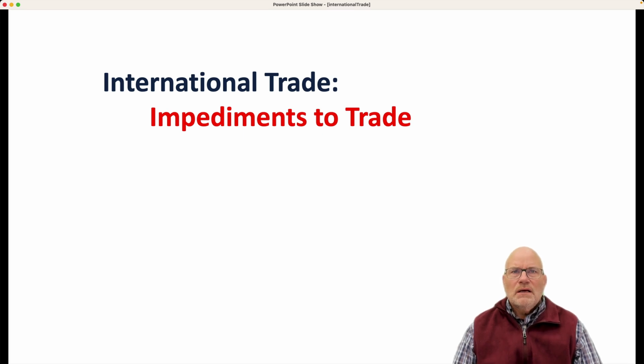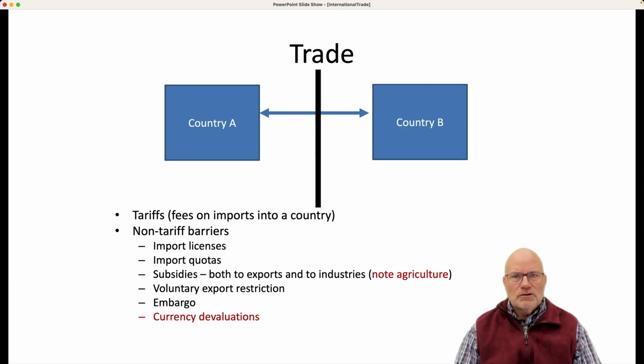So, what are the impediments to trade? What are the instruments that countries can use to slow trade between countries? Those are divided into two large groups: tariffs, number one, and non-tariff barriers, number two.